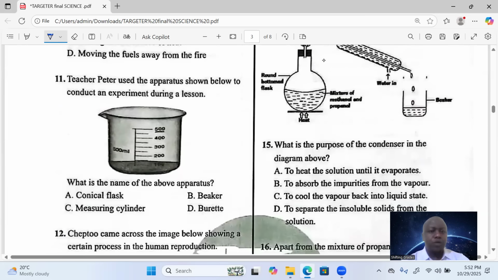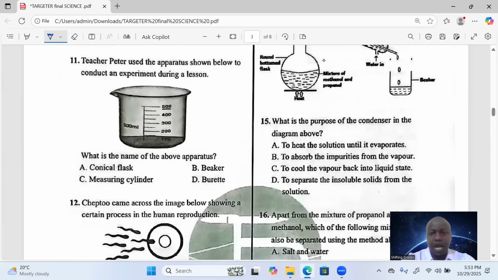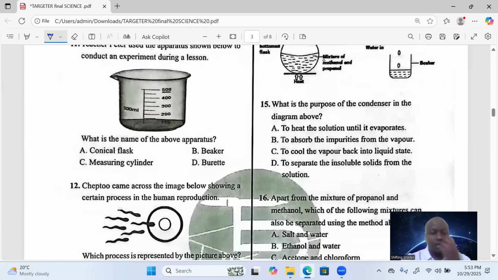Now, Teacher Peter used the apparatus shown below to conduct an experiment during a lesson. Look at the apparatus, ladies and gentlemen. Look at the apparatus keenly. And remember to stay around until we even predict the paper 2 integrated science. So please remain around until you see us coming to the end of the KJSEA successively.